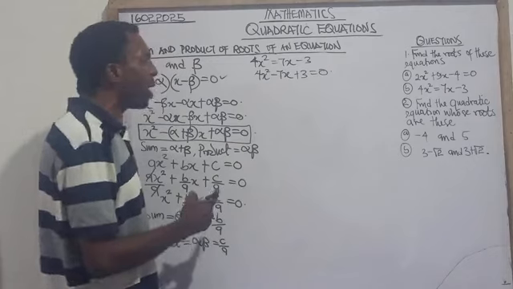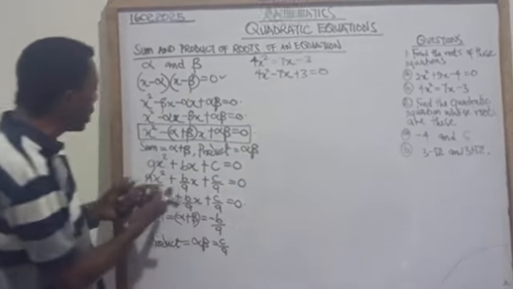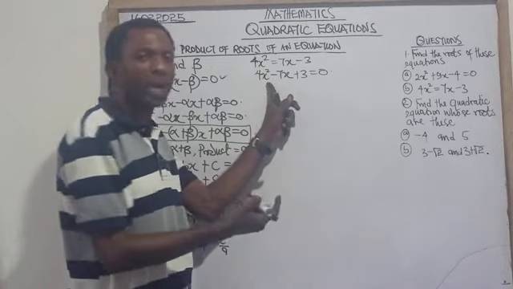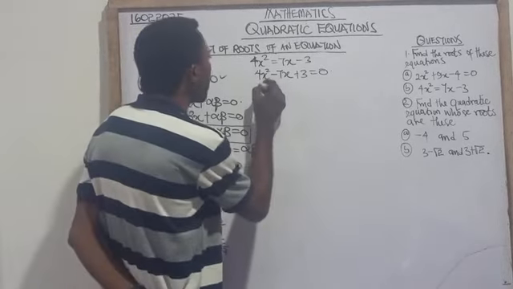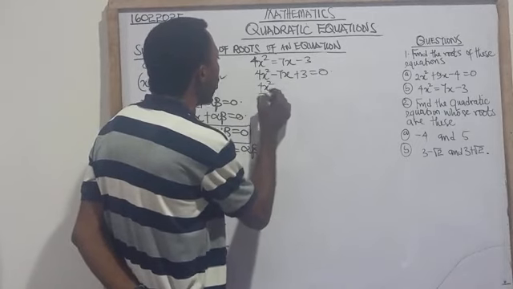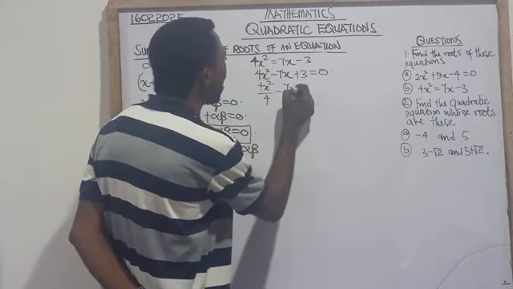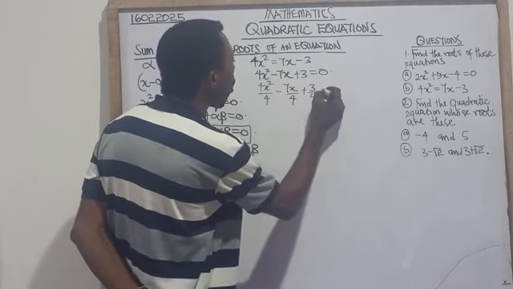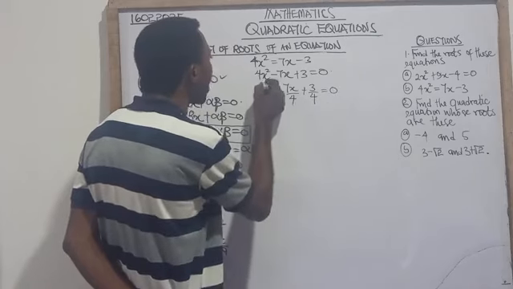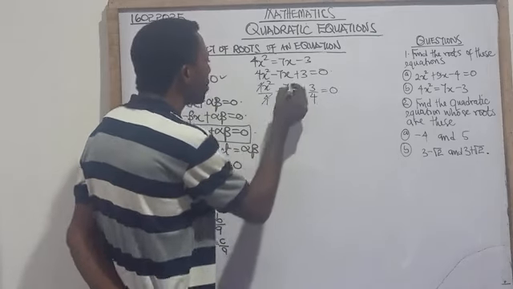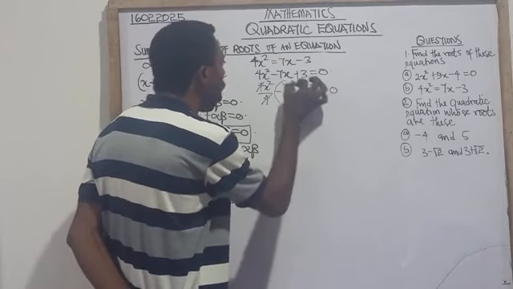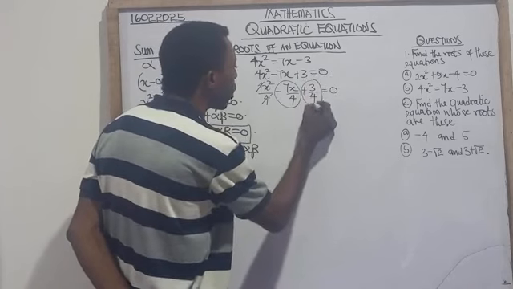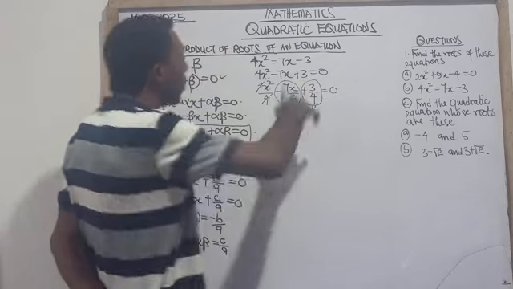So from what we have there, we can easily go back to this equation and divide through by the coefficient of x squared. So what we have is 4x squared over 4 minus 7x over 4 plus 3 over 4 equals 0. So 4 cancels 4 here. So what do we have left? This one is talking about the sum, while this one is talking about the product. So we bring it out.